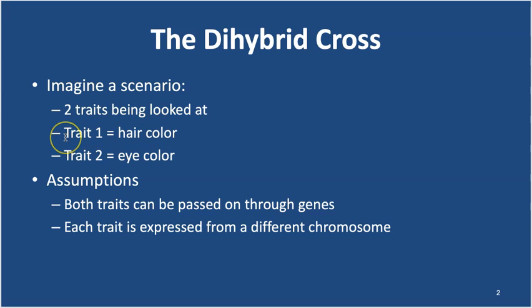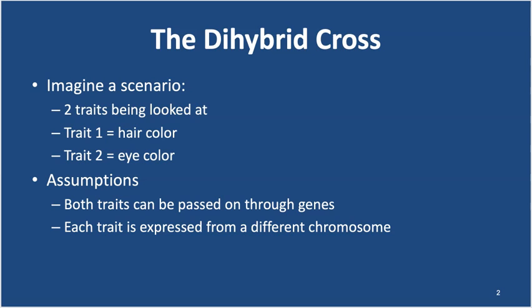And in the scenario I'll show you in a moment, trait 1 is going to be hair color, trait 2 is eye color. For these dihybrid crosses to work in this class, we're going to need to assume a couple of things. First, both of these traits can be passed on through genes. So hair color and eye color need to both be genetic. And the second big assumption is that each of these traits is expressed from a different chromosome.